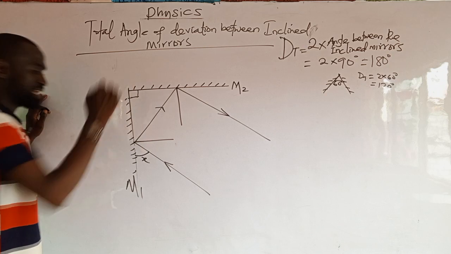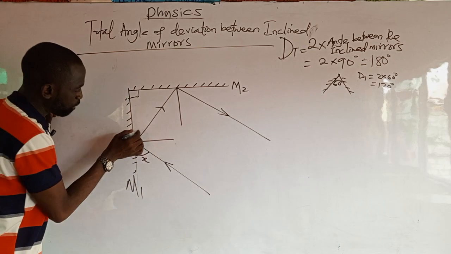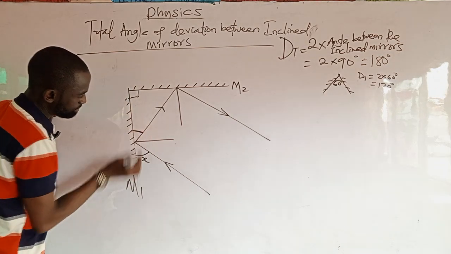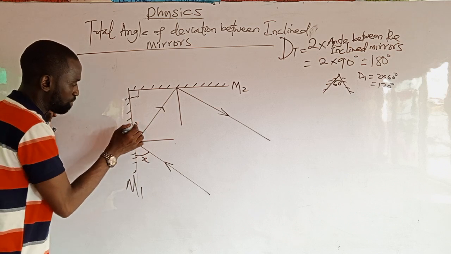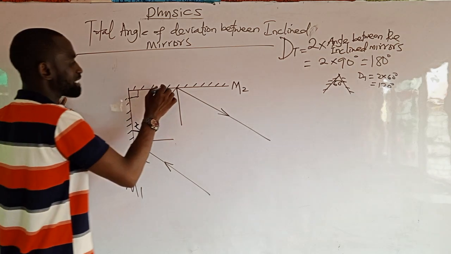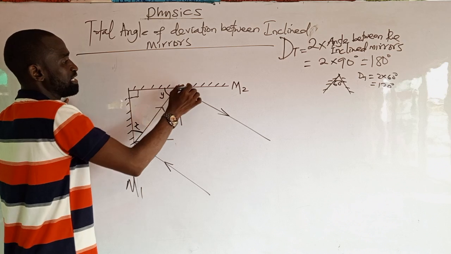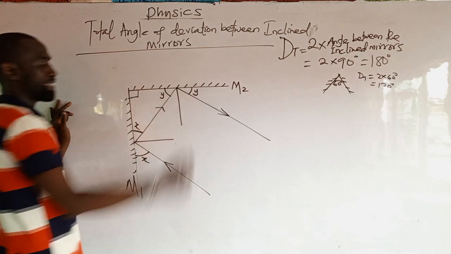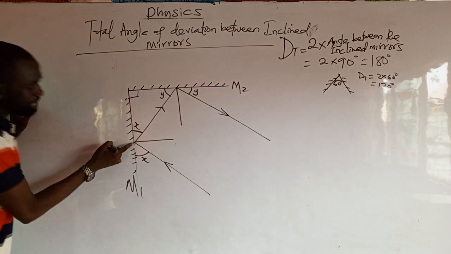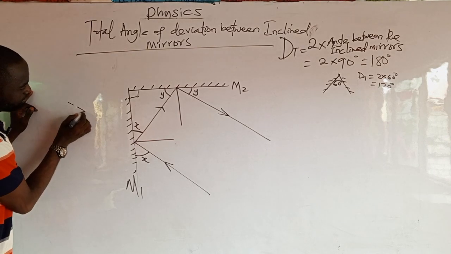So suppose we put this angle as X, our glancing angle. Obviously, this angle will also be X. If we are assuming that this angle is Y, the glancing angle, this angle will also be Y, the glancing angle. This ray is supposed to be traveling like this.